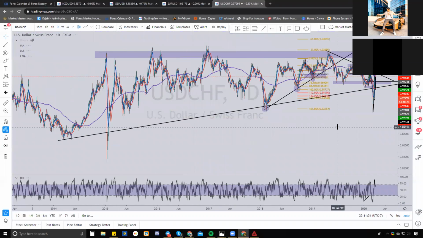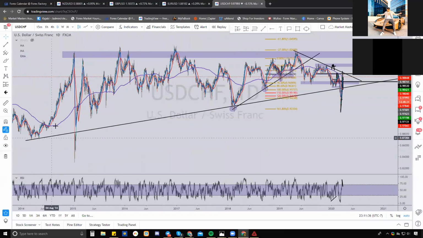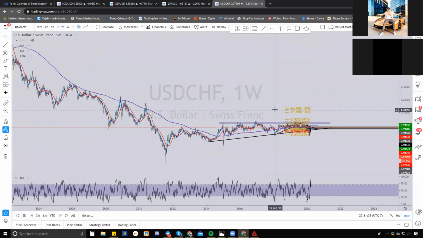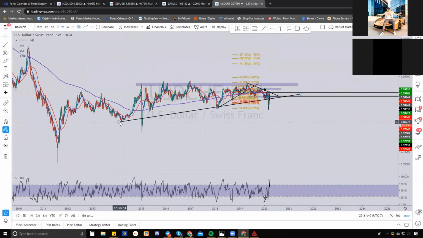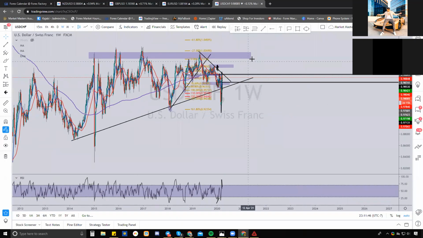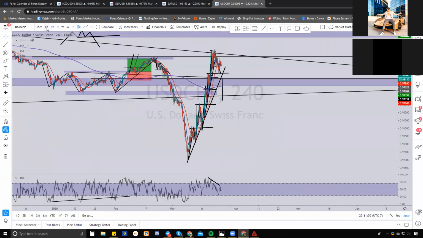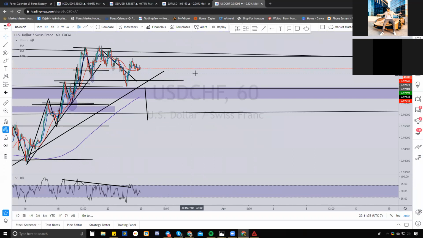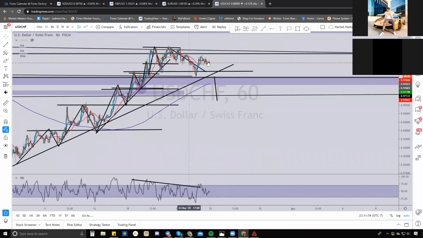And I drew this support line. You can actually see it better on the weekly, where it will most likely come down to that support line and maybe react off of it. So we're still going to see. Most likely you guys would be seeing a signal for this one here for a sell, USD CHF sell.